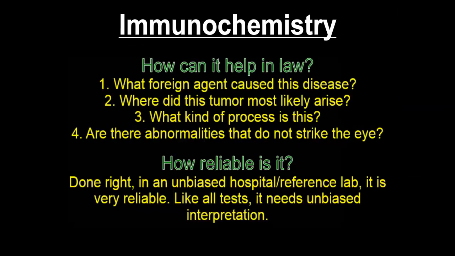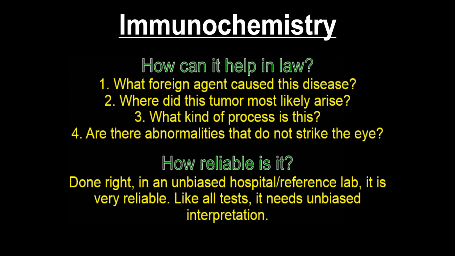So how does it help? Well, it can help you identify a foreign agent that caused a disease, be it a virus, certain kinds of chemicals, or certain kinds of other infectious agents or parasites. It may easily be possible to use an antibody to identify what the particular foreign material is, whether it's infectious or parasitic or toxic. It can also, as I indicated in the case that I showed you, help you figure out where a tumor arose if you have a metastasis.